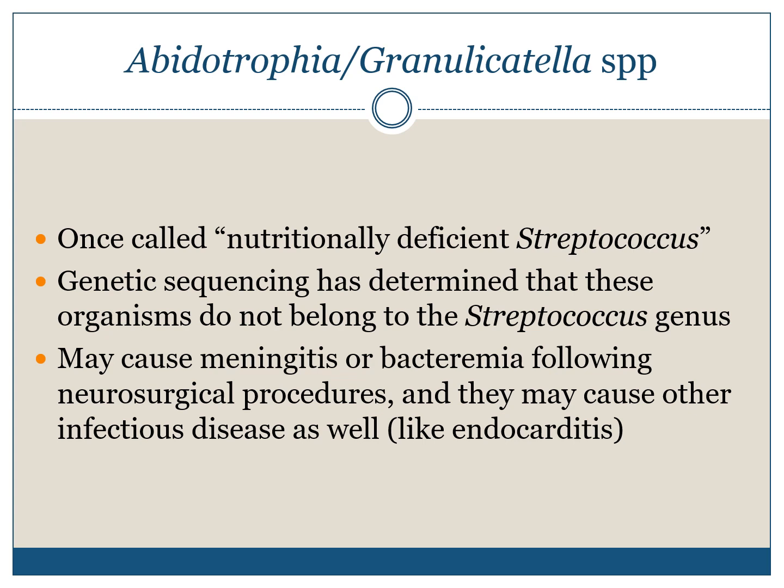Abiotrophia granulicatella species used to be known as a nutritionally deficient streptococcus, but the new name, of course, is Abiotrophia granulicatella species. And you can read more about this in your textbook, okay? Now, this organism is very interesting. The genetic sequencing has determined that these organisms actually don't belong to the Streptococcus genus, but they are miscellaneous aerobic gram-positive cocci. They can cause things like meningitis and bacteremia following neurosurgical procedures, and they may also cause other infectious diseases like endocarditis. Okay? These types of organisms are gram-positive cocci in pairs and chains.